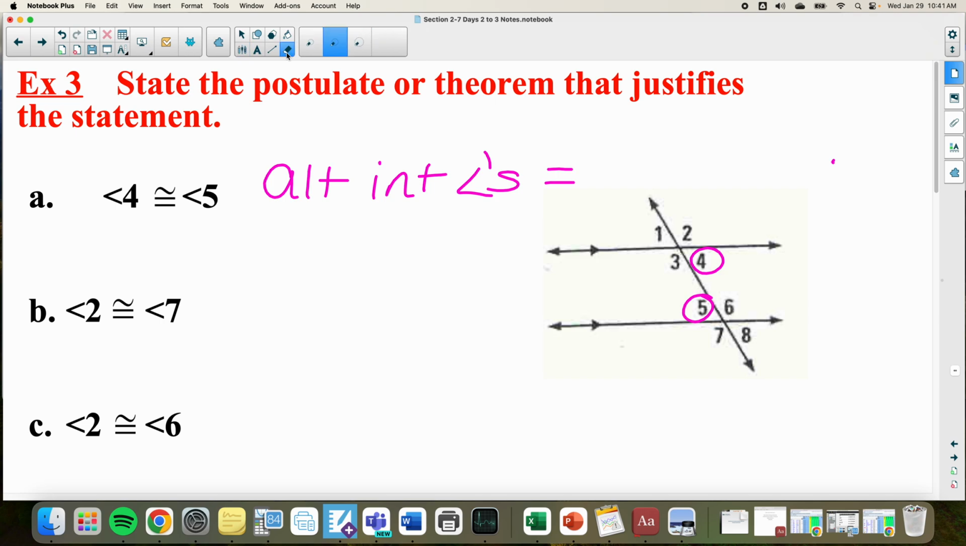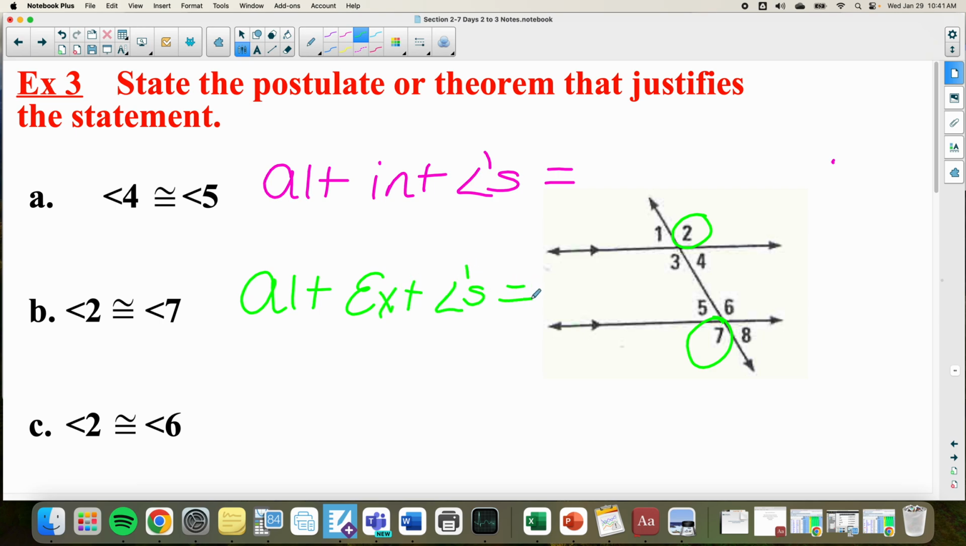So the next one asks us for 2 and 7. So 2 is here, 7 is here. What kind? Yep, and they're equal also. So I can just say alternate exterior angles equal.